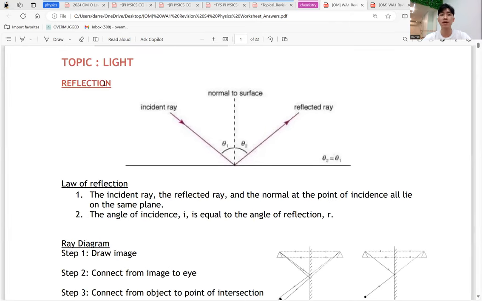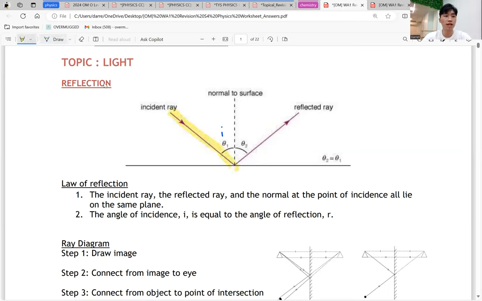Now, the first thing we need to pay attention to is the two laws of reflection. I'm going to go with the assumption that you know it, right? It's quite common sense. It's not something too difficult. Same thing as I told my regular class, I want to highlight to you where you might potentially be making a careless mistake. So you must always remember that when we are looking at the angle of incidence, it is always between the light ray and the normal.